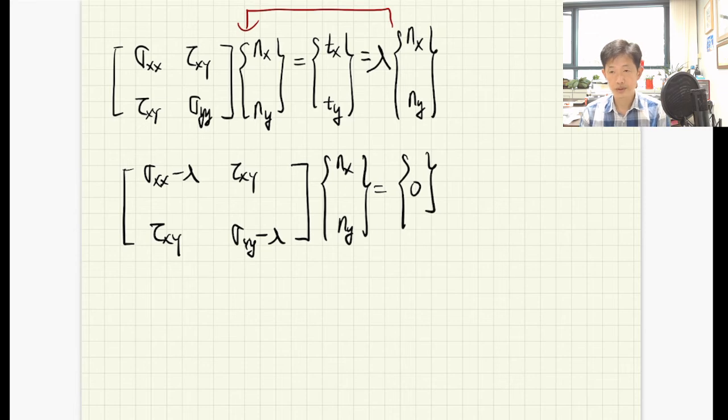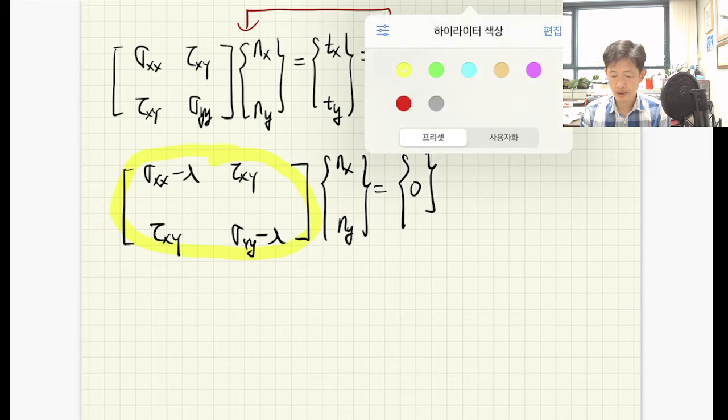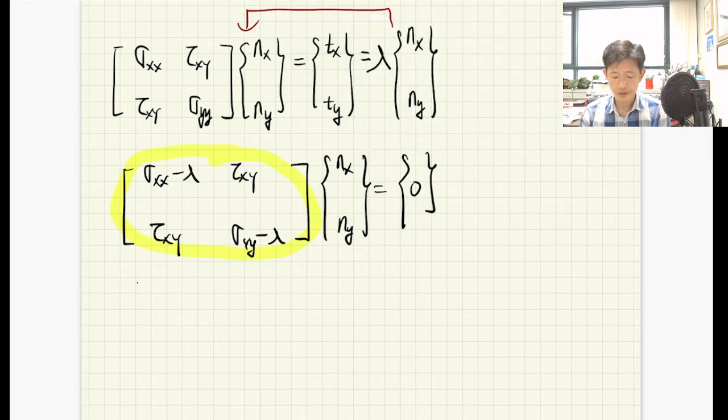Now how do you satisfy this identity condition? The first choice is that the n vector is equal to 0. Actually, in this case, it's really trivial, isn't it? And also nx and ny cannot be equal to 0 because this vector indicates a certain direction, so it cannot be equal to 0. That's why the only condition is that the determinant of this matrix should be equal to 0. Then how can we make the determinant equal to 0? Sigma xx minus lambda times sigma yy minus lambda, minus tau xy squared, should be equal to 0.